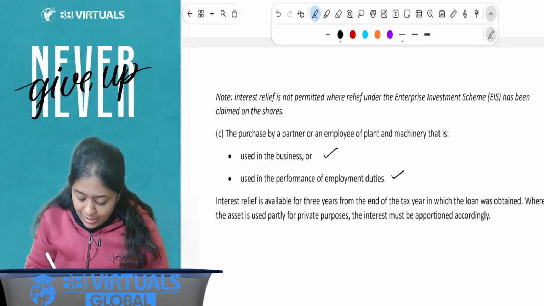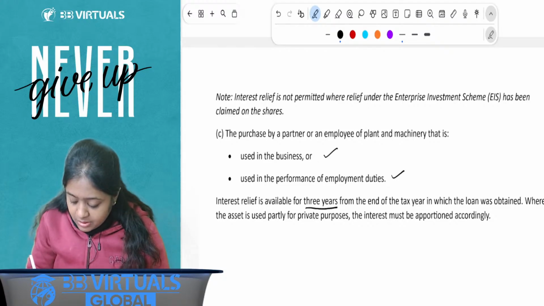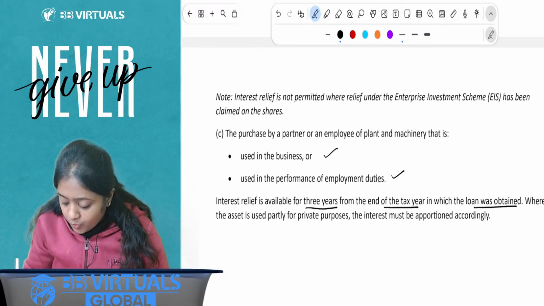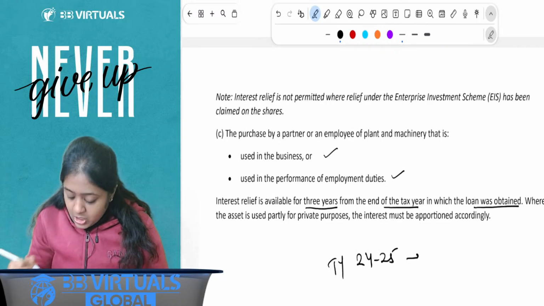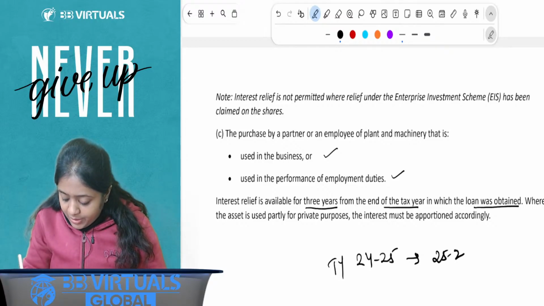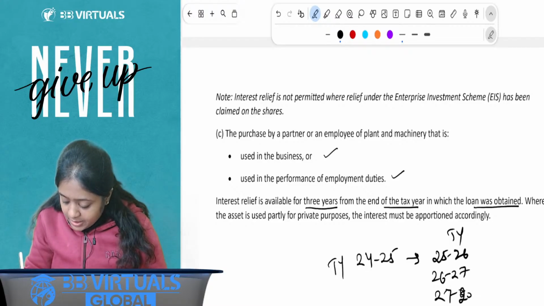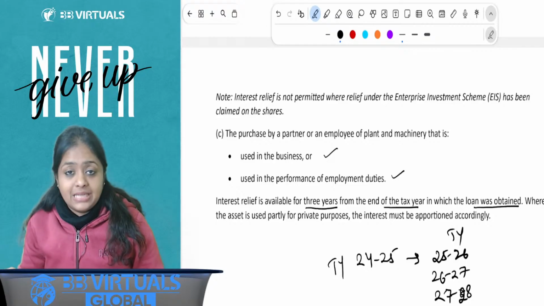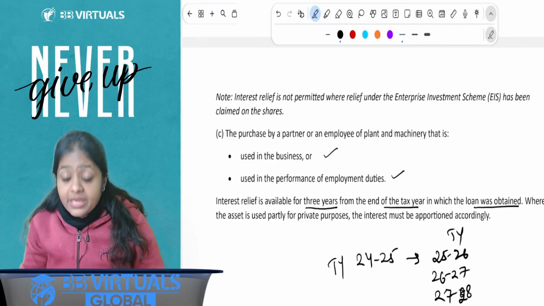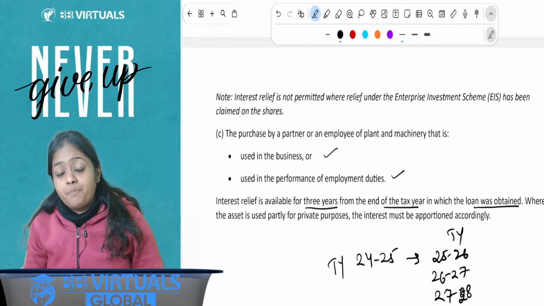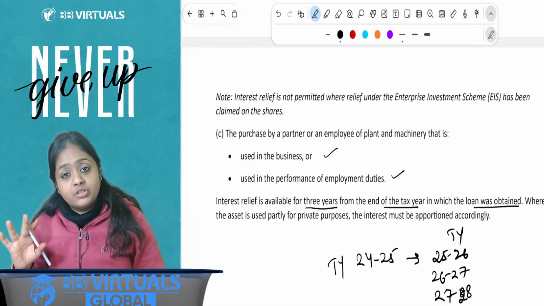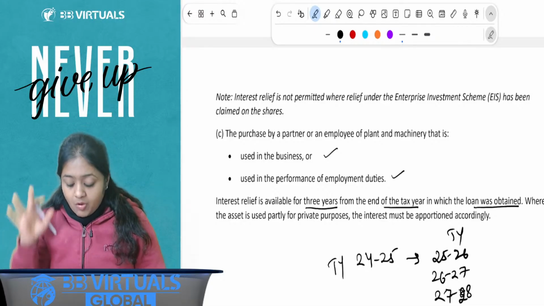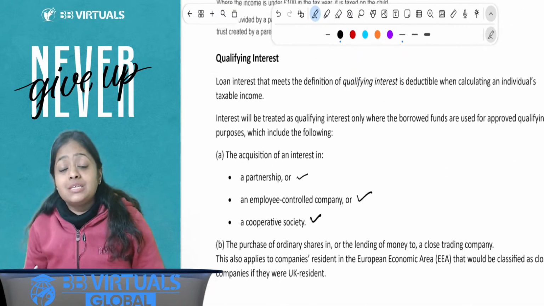Okay, just remember one thing, interest relief is only available for 3 years from the end of the tax year in which the loan was obtained. If the loan was obtained in the tax year 24-25, it will be available for the 25-26 tax year, 26-27 tax year and 27-28 tax year, from the end of that tax year, not in that current tax year. Okay, and if the asset is used partly for business purpose and partly for private purpose, then of course you will get relief only for the business portion. This is clear.